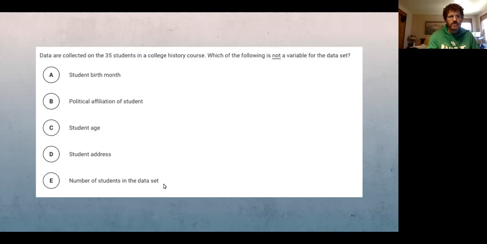The number of students in the data set, that's a summary statistic. That's just a count of the total number of data points. So that is not a variable for each individual. That is just an overall summary of the data. So that is not a variable. So of course, that's going to be our answer right here. There we go.